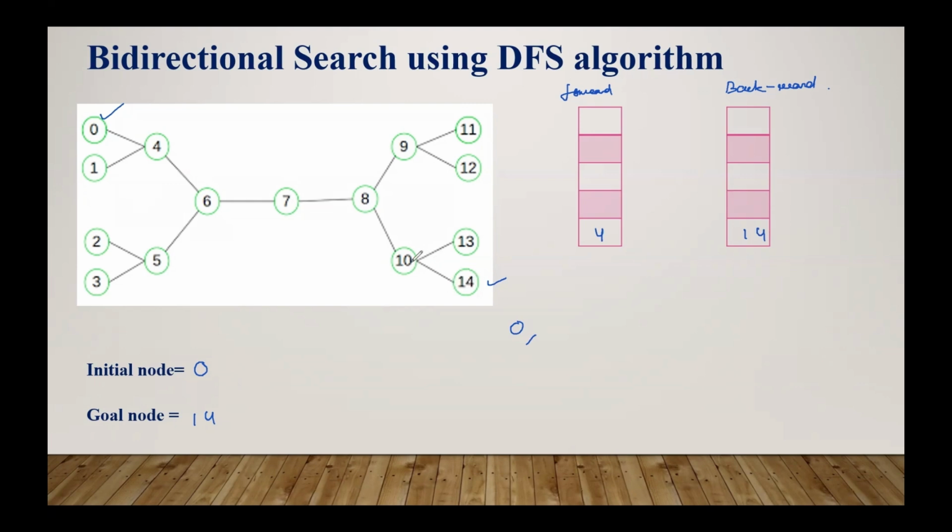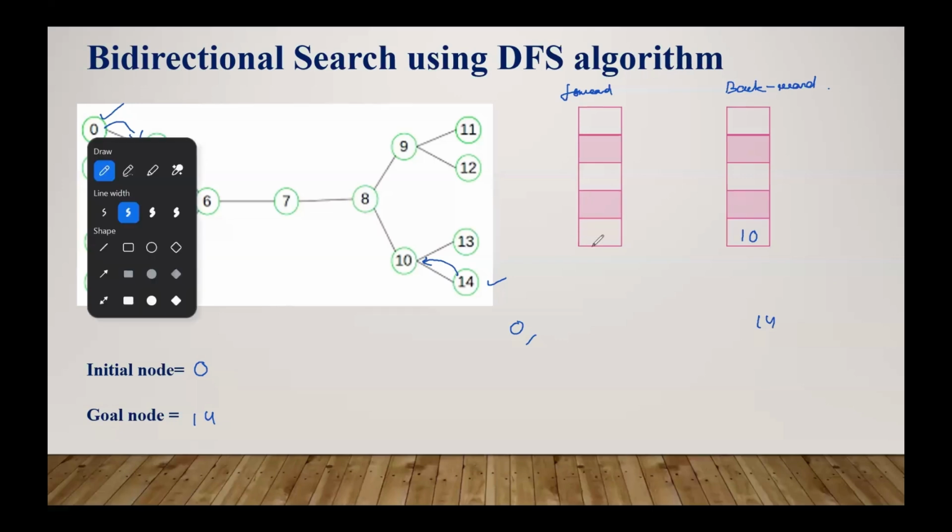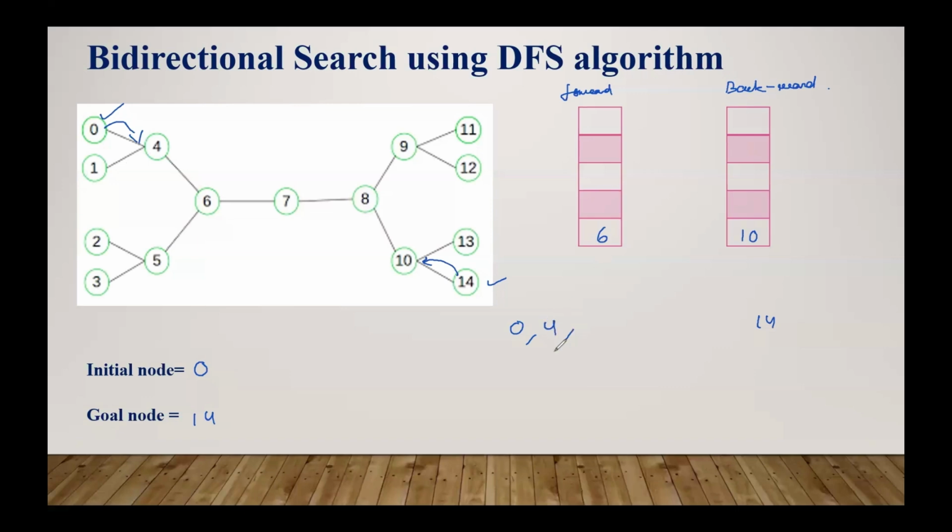Now for 14, we remove 14. What is the next successor? That is 10. So here we remove 14, make 14 a visited node, and push the successor node. Now it travels to this one. Then next we remove, or pop, the element from the stack, make it a visited node, and push all its successors. From 4 the only successor is 6. So now we remove 4, push 6, and make 4 a visited node.